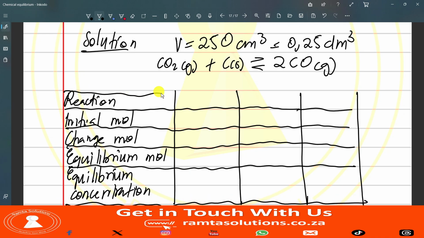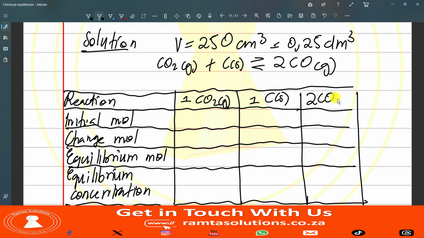Now let's look at our reaction. The coefficient of carbon dioxide is 1, so 1 carbon dioxide, 1 carbon, it's solid by the way, and then 2 carbon monoxide gases. Now, initially you are given 2.38 moles.